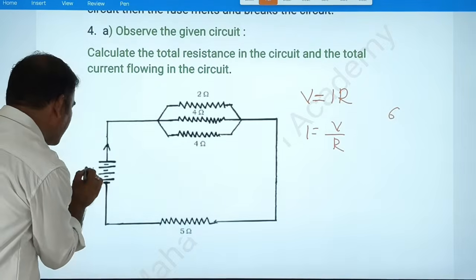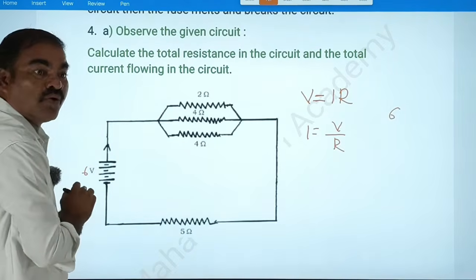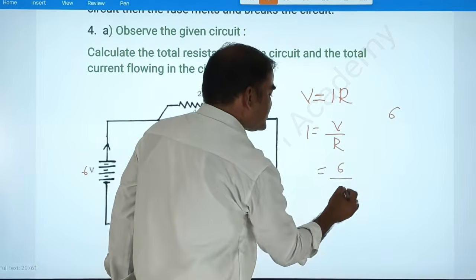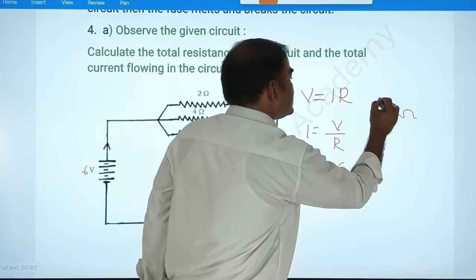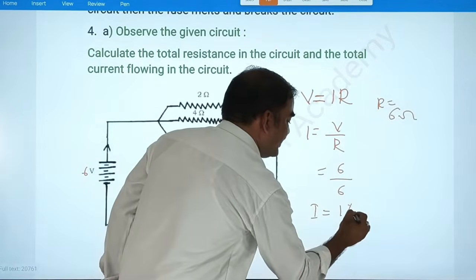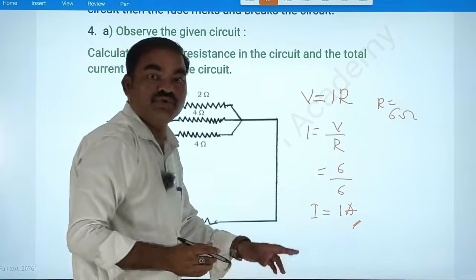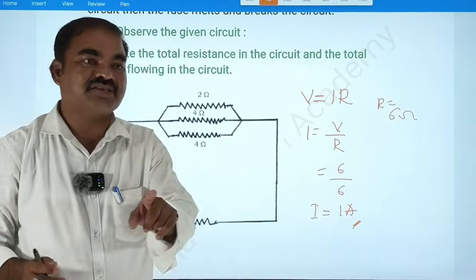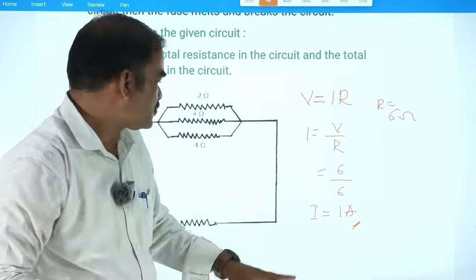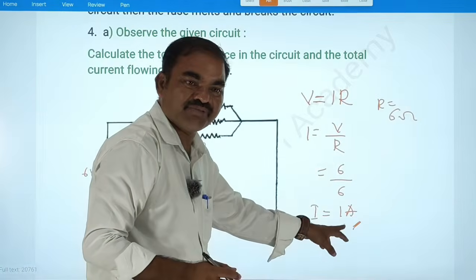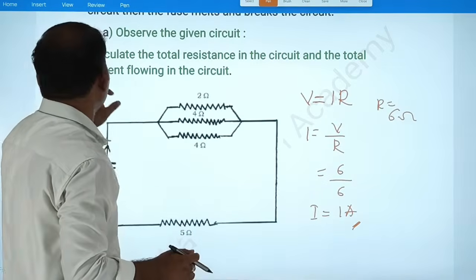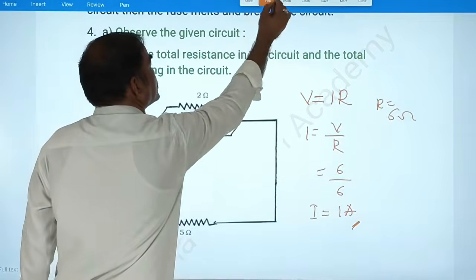Now we have here 6 volt, the voltage. And resistance we got, 6 ohm. So current I equals 1 ampere. You must remember, in physics, units also carry marks. So 1 ampere. Current is measured in amperes. So this will become 1 ampere. So this is the 4th question. Next, we'll go there.